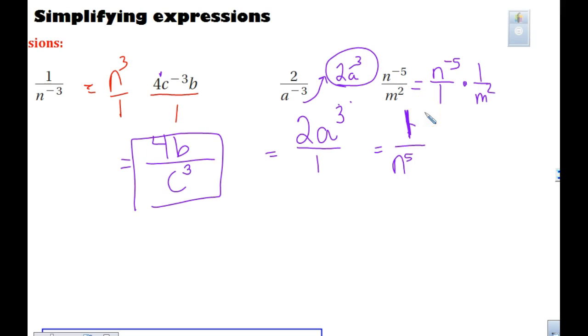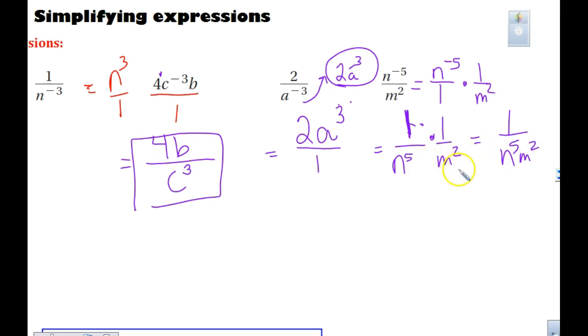No, I don't think so either. Keep it on the bottom, right? It's times... This is still going to be times 1 over m to the 2nd. You are never moving positive exponents. So my answer is 1 over n to the 5th, m to the 2nd.